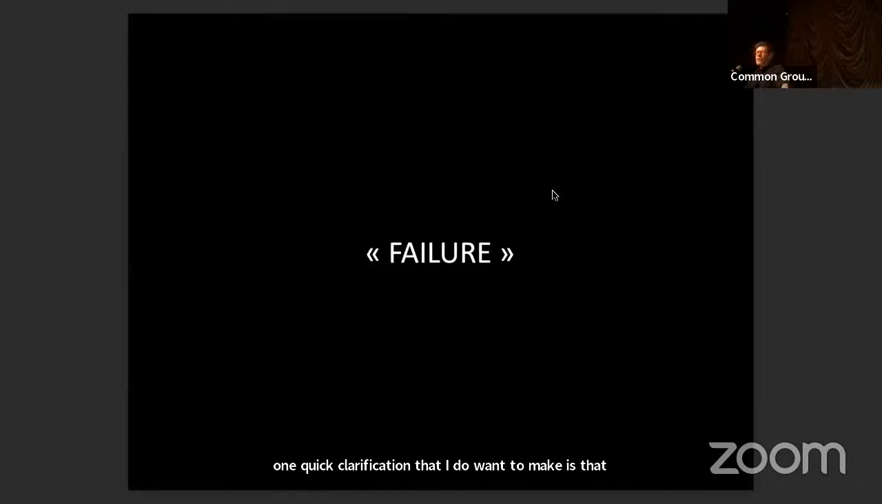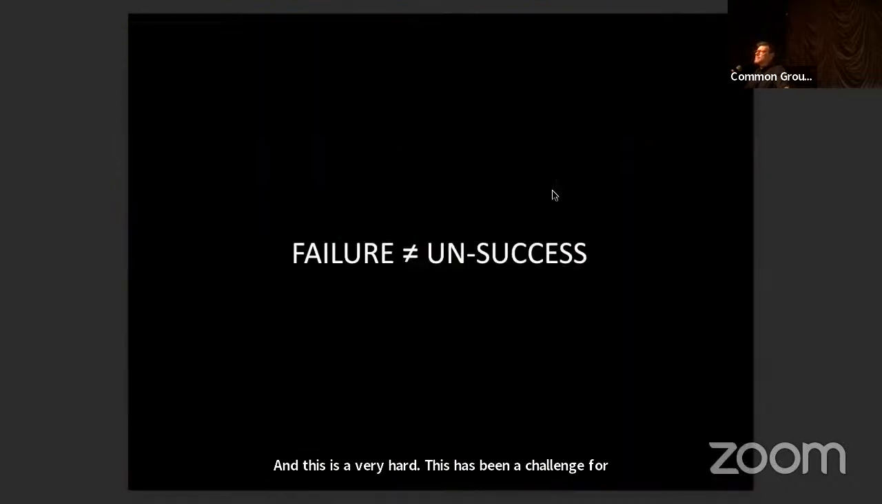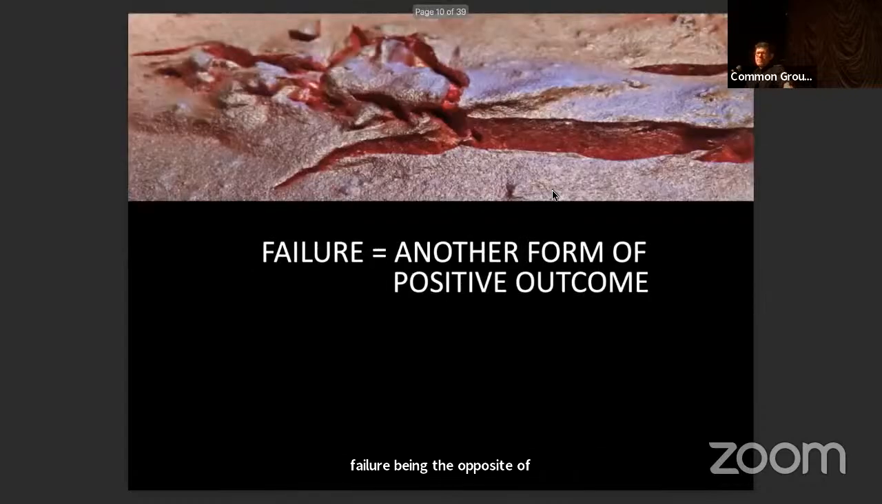So one quick clarification that I do want to make is about failure, as I want to talk about it now, and this has been a challenge for me for a very long time to wrap my head around: the idea of failure not as the opposite of success, but as another kind of positive outcome. And it's not just about failure as a step towards success. That's a bit of a cliche, I think. But failure in itself as a good thing. So it's also getting away from the sort of dualistic thinking of failure being the opposite of something. Failure is its own thing. It's another form, another positive kind of outcome.